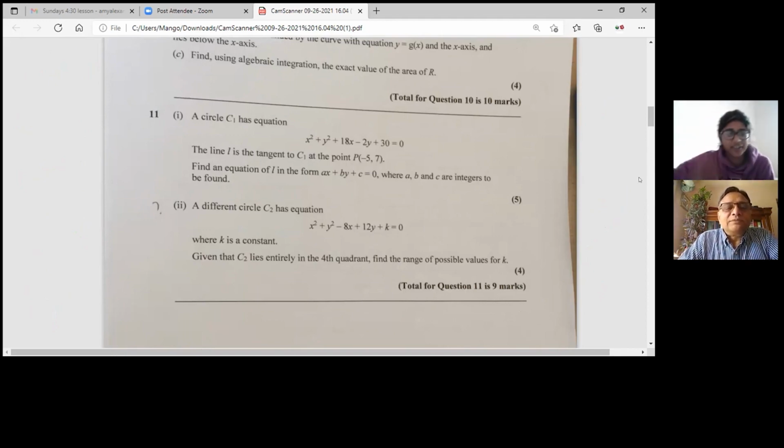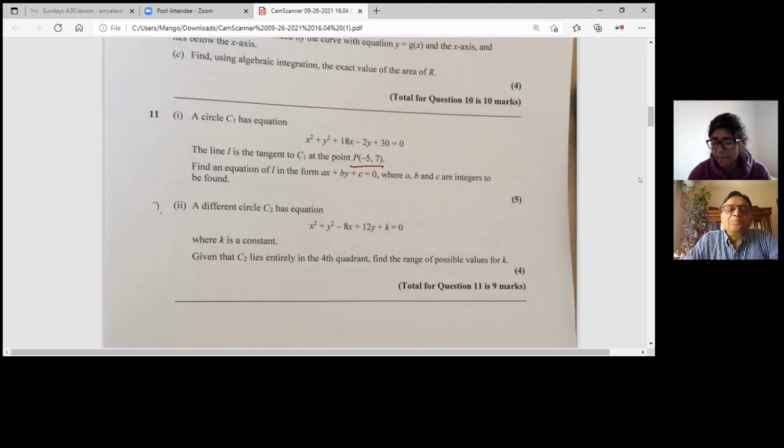Okay. Question 11, part I. A circle C1 has equation x squared plus y squared plus 18x minus 2y plus 30 equals 0. The line L is the tangent to C1 at the point P, which is (-5, 7). Find an equation of line L in the form ax plus by plus c equals 0, where a, b, and c are integers to be found.